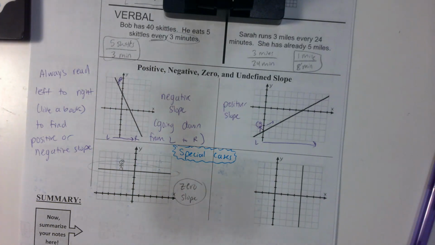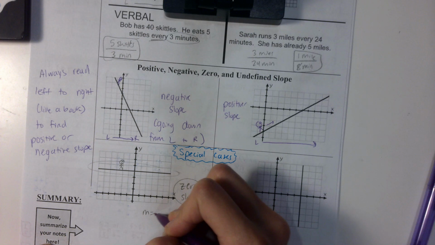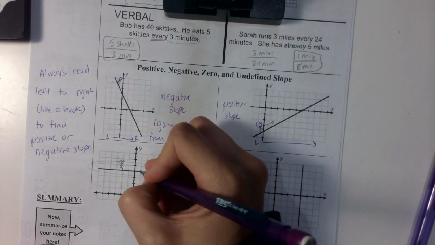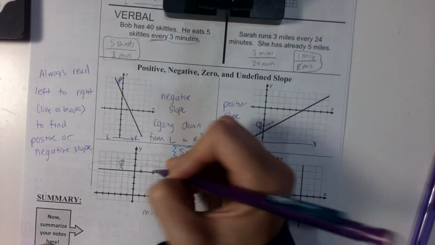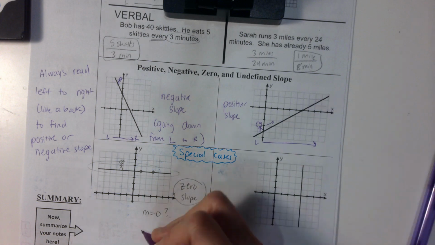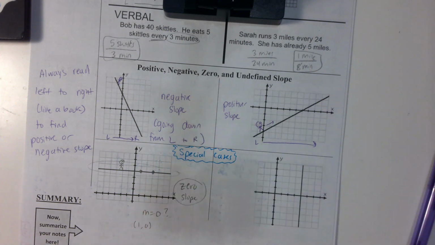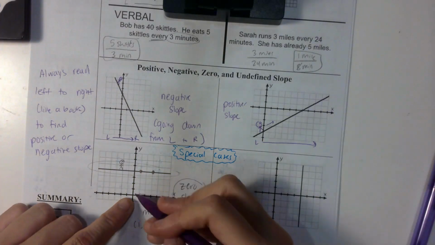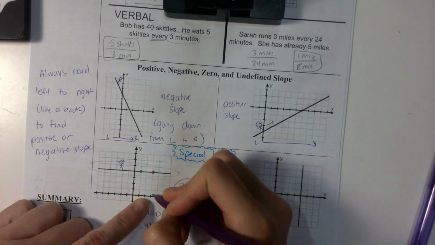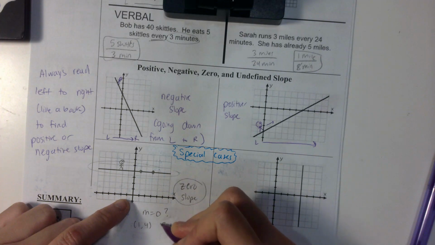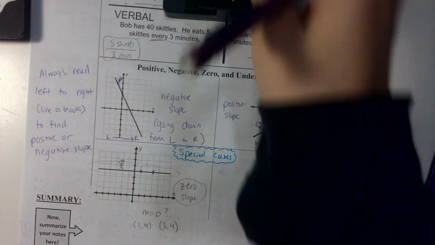And why does this work, right? Why is m equals 0? Okay, so let's take 2 points, right? Let's take this point and let's take this point. So we have 1, 4, and then we have 3, 4. Right? Let's do our slope equation. Let's see if it works.